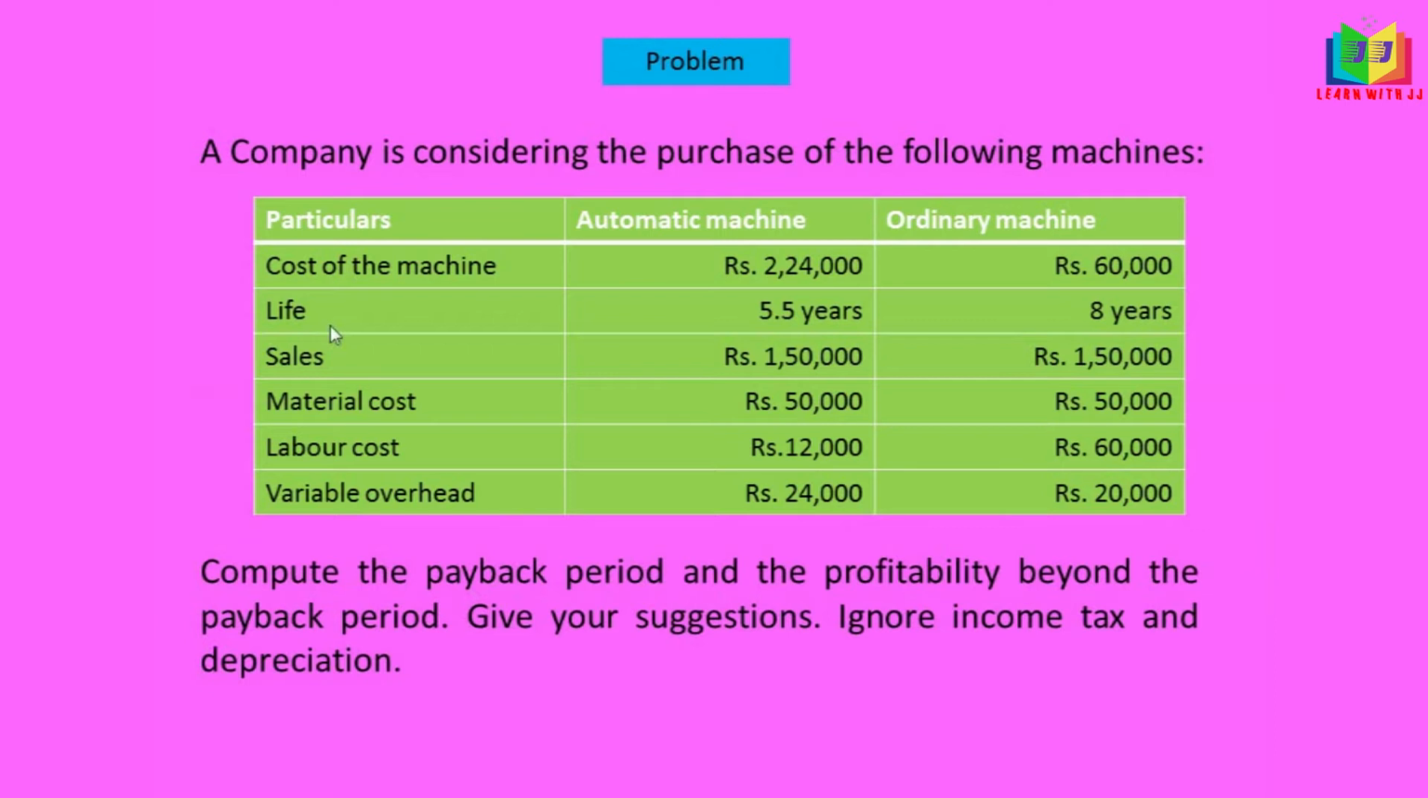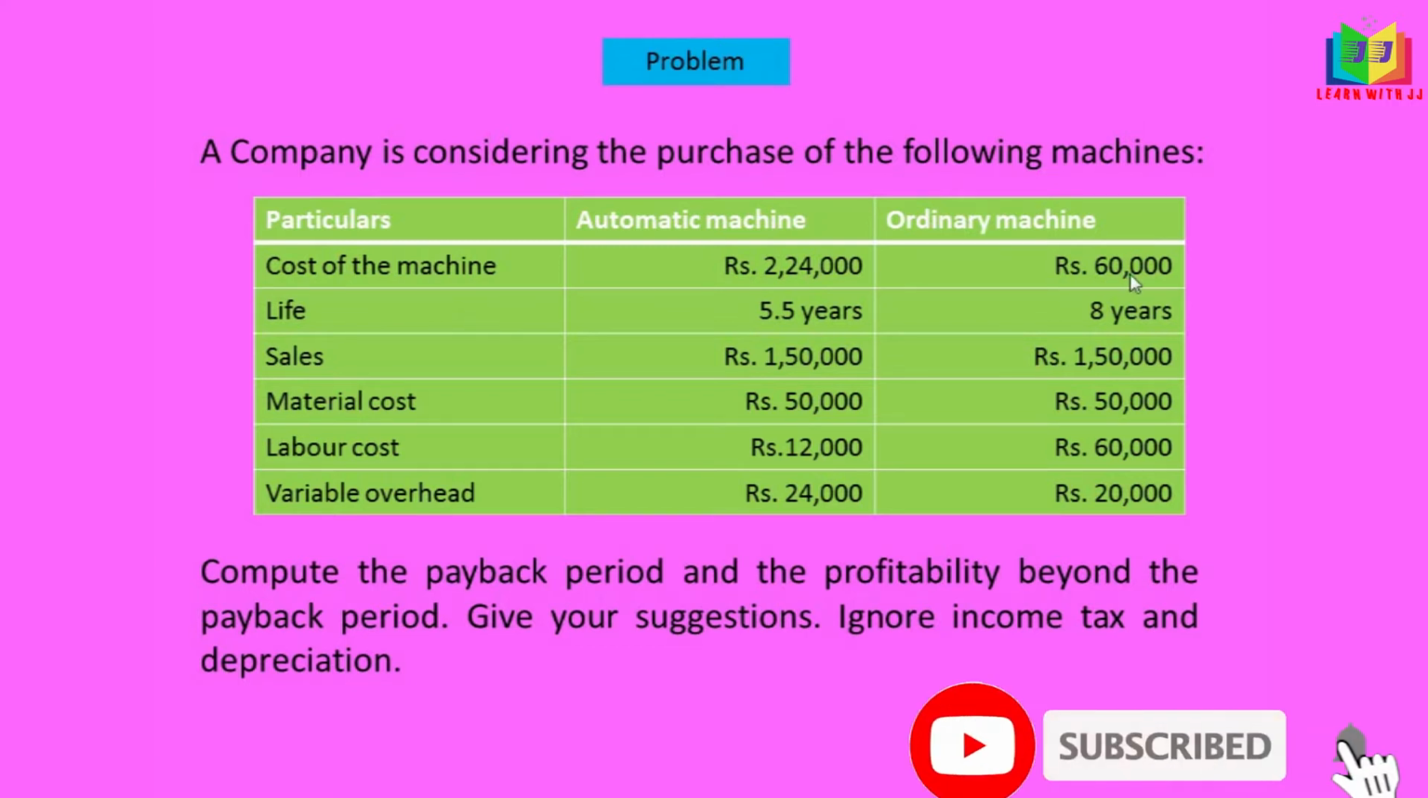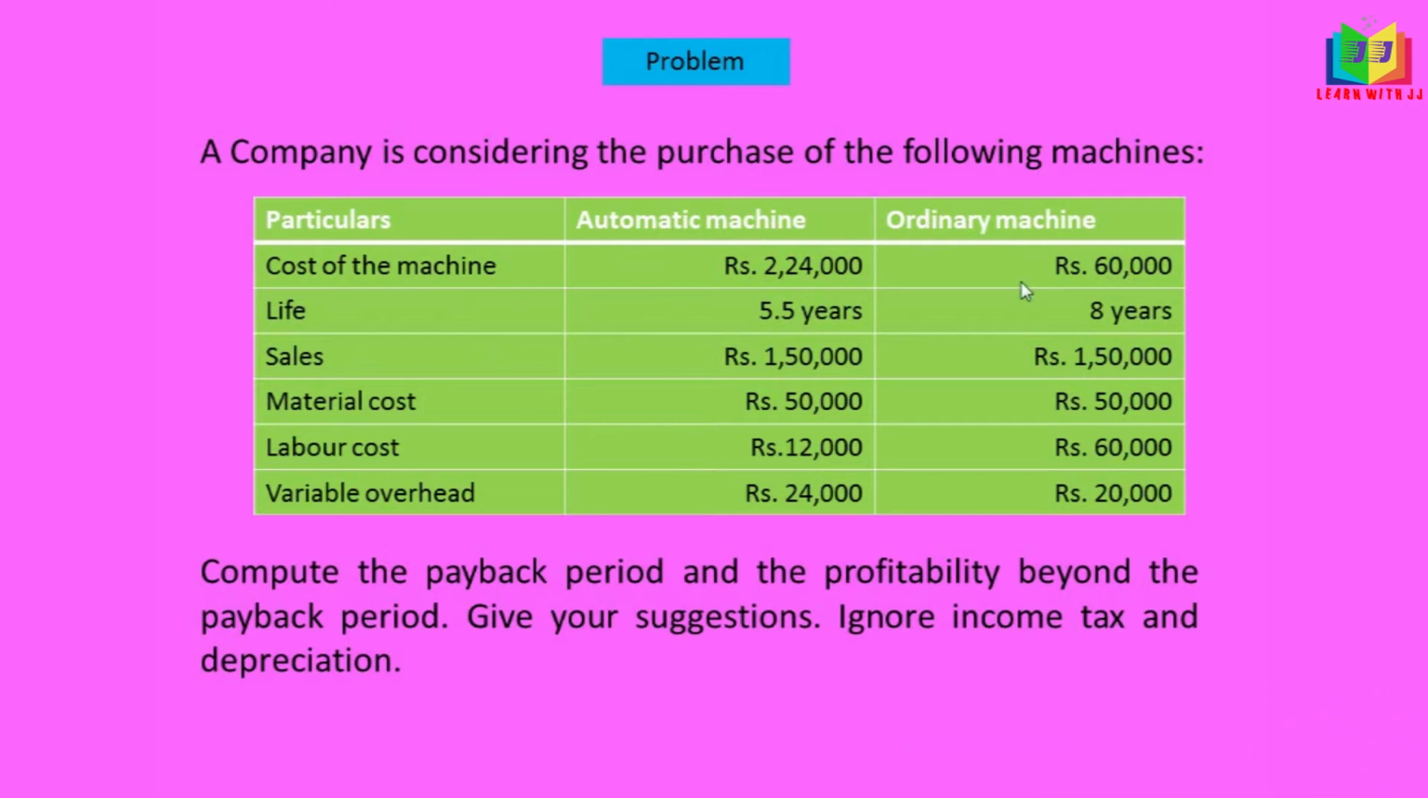Okay, let's see one problem now. A company is considering the purchase of the following machines: automatic machine and ordinary machine. The cost of the automatic machine is 2,24,000 and the ordinary machine is 60,000. The life of the automatic machine is 5.5 years, and the ordinary machine is 8 years. Sales was given for both the machines, and material cost, labor cost and variable overhead was given for both the machines. Compute the payback period and the profitability beyond the payback period.